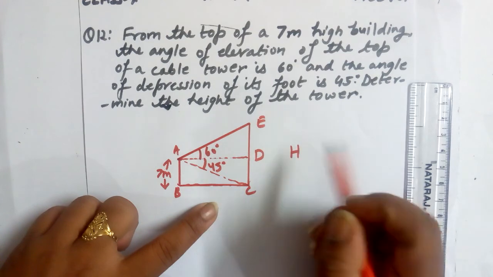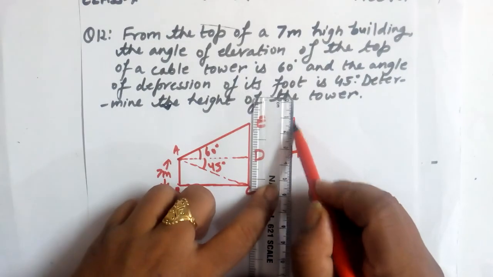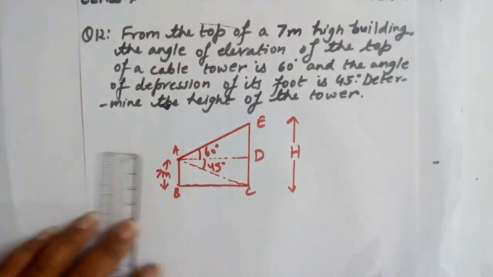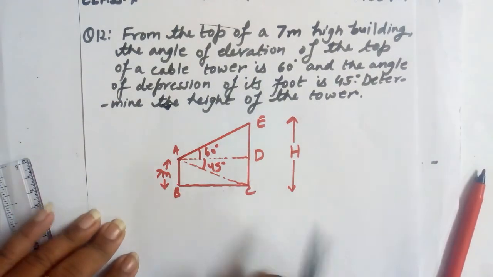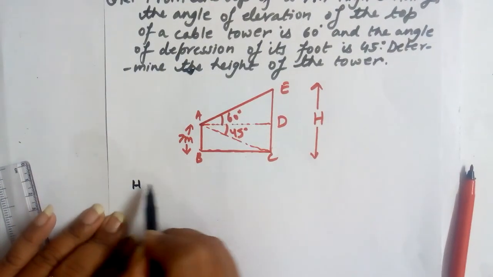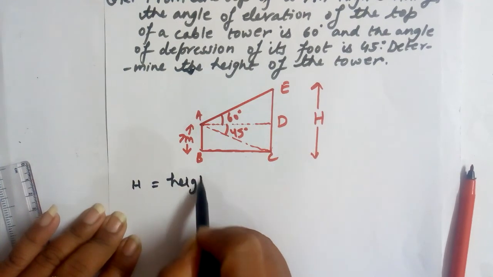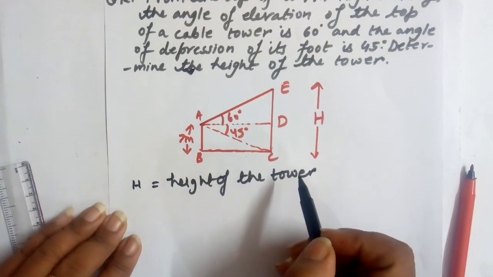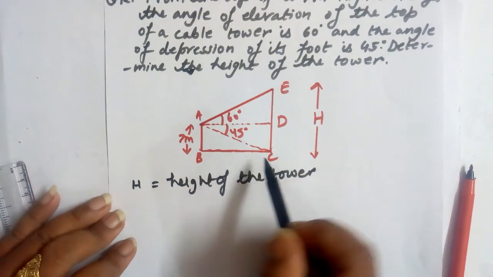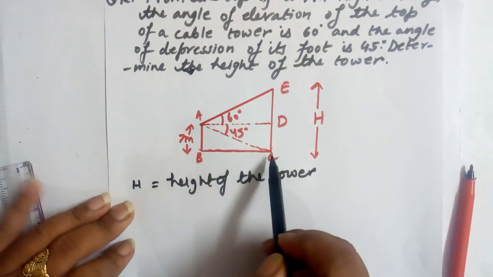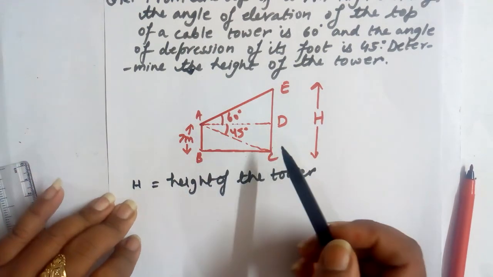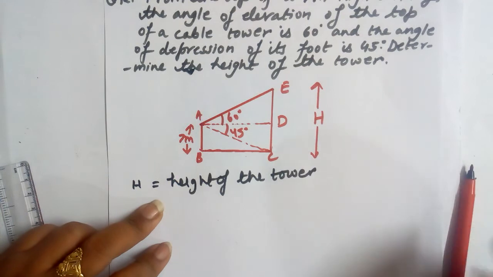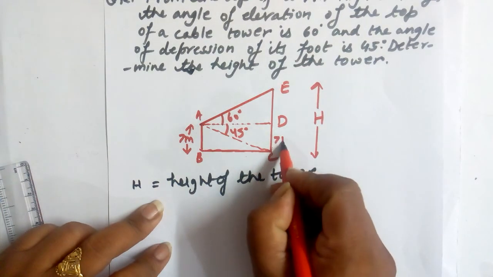Now suppose this is the height of the tower, yes, capital H is equal to the height of the tower, okay. Now as we can see here, AD is parallel to BC because these both are horizontal lines, yes. So this DC is also equal to 7 meter, yes. So DC is also equal to 7 meter, okay.